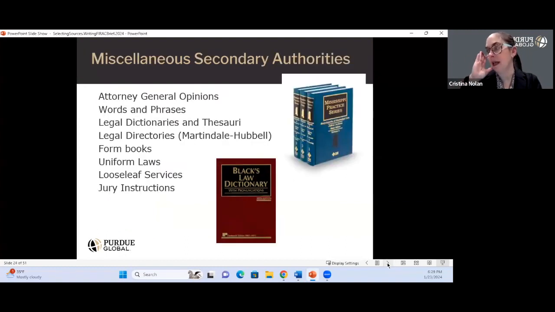And then we've got our miscellaneous secondary authorities, such as attorney general opinions, words and phrases, legal dictionaries. Oh, Martindale-Hubbell, that's a legal directory. Form books are great. Exactly, Jason, right.